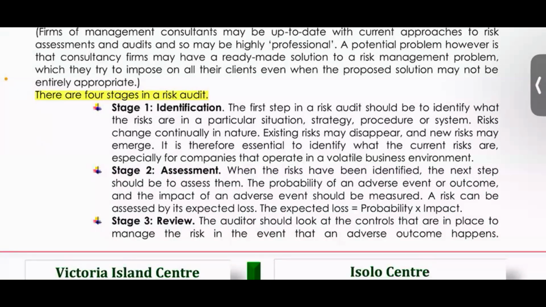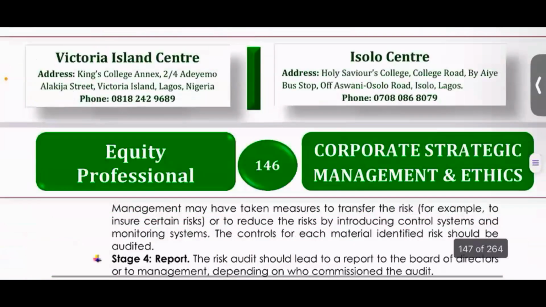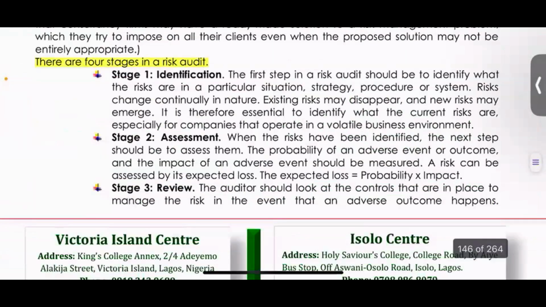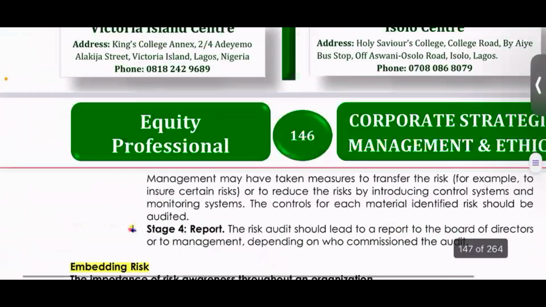Now, there are 4 stages of risk audit, the same way there are 4 stages in our risk management. Risk management is identification, assessment, monitoring and control, and response. I think those are the 4. I'll confirm, but those are the 4 in your risk management. And then the 4 in your risk audit are identification, assessment, review, and report. It's just the last 2 that are different.